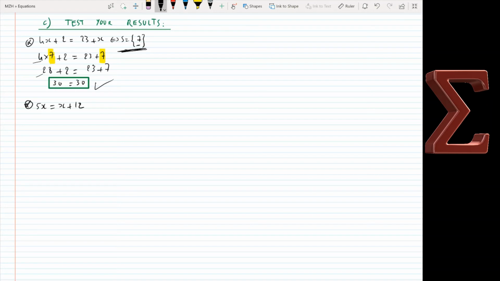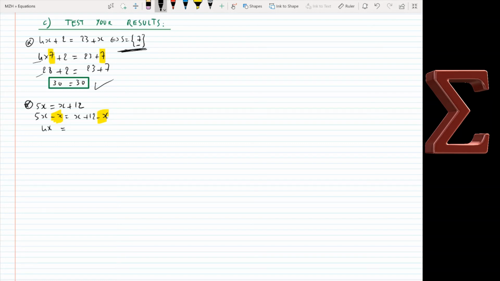The first rule speaks about maintaining equality. I have to make sure that I respect that rule. So I'm subtracting x on both sides. This gives me x plus 12 minus x. All right, just to make it clear, I'm subtracting x on both sides. Equality is maintained. I keep developing.